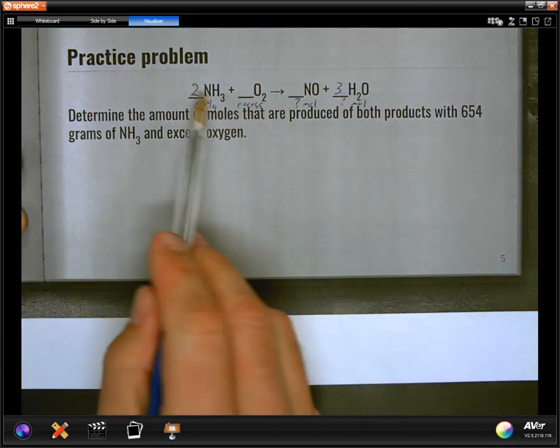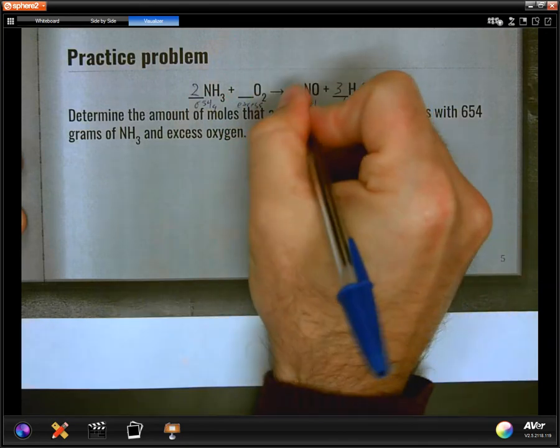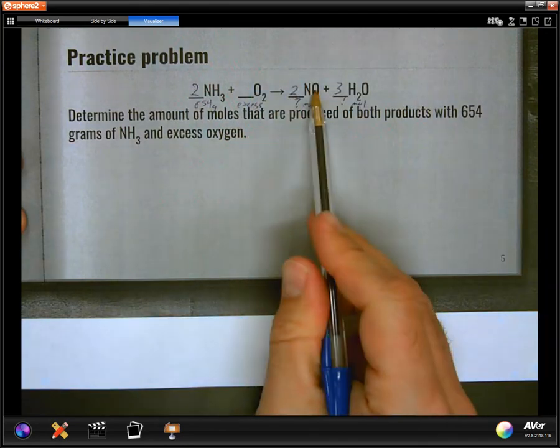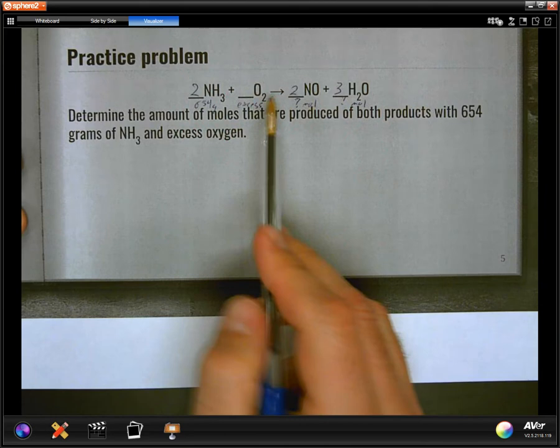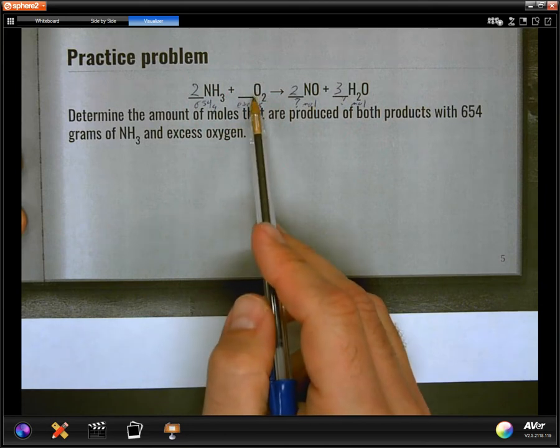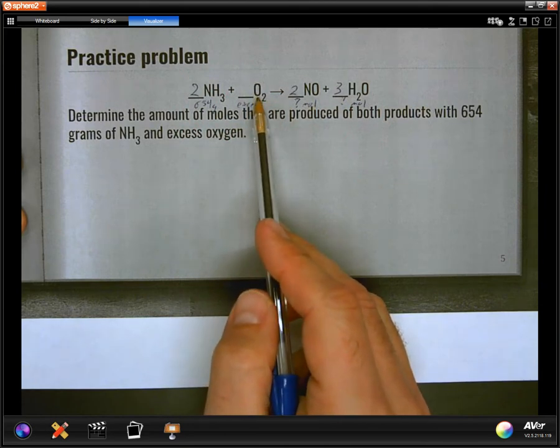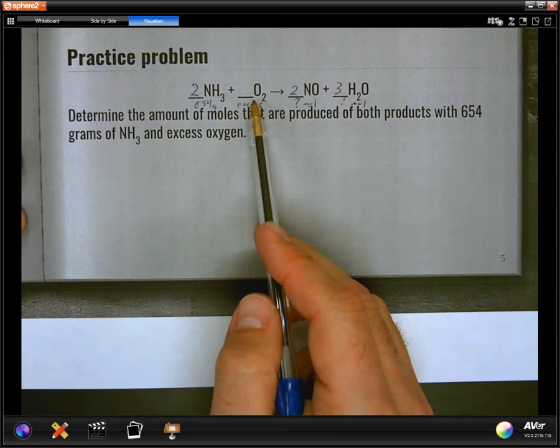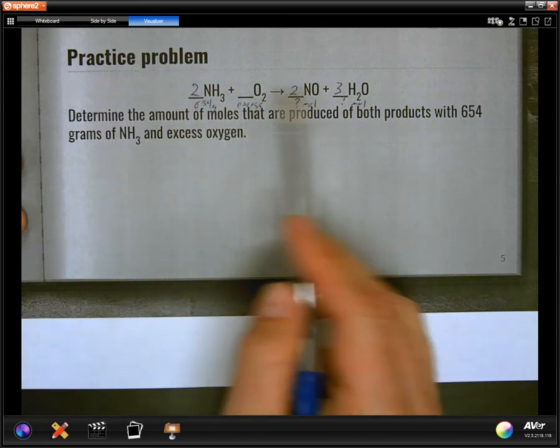Now I'm going to do my nitrogens, 2 nitrogens, 2 nitrogens. Now I see I have 2 oxygens plus 3 oxygens gives me 5 oxygens. Oh no, I went down a dark road. I'm in a dark alley. I'm stuck. It's a dead end. So now, what was the tip I gave you? Go through and double your coefficients.